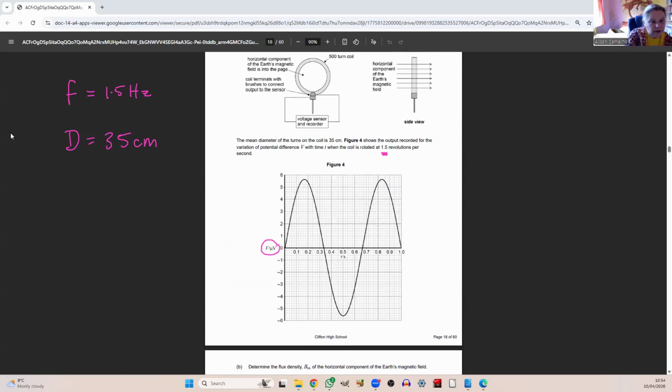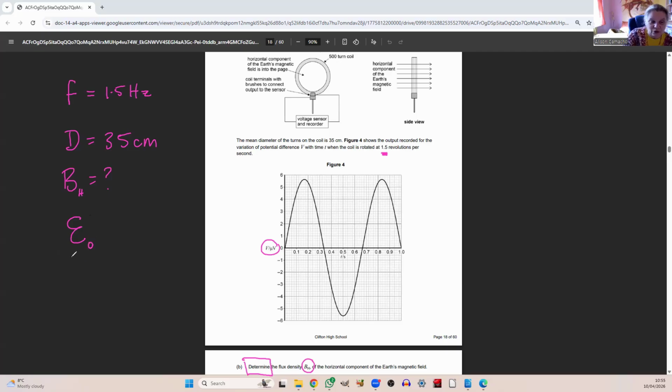So we've got to get B. That's what we've got to get, BH, but let's get B. How can we relate that? The command word is determine. What does determine mean? What's the difference between that and calculate? Yeah, we've got to use the graph. What do you think we have to use about the graph? Amplitude, good. So the amplitude is our maximum induced EMF, isn't it?